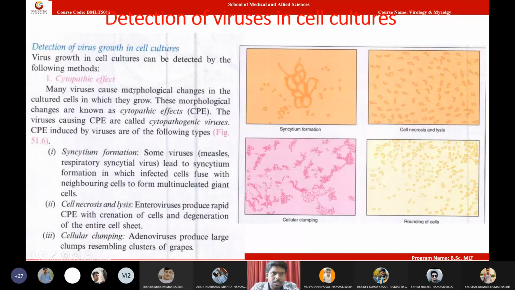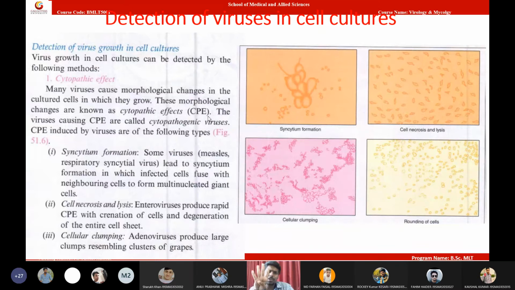So the basic definition of cytopathic effect is that many viruses will cause morphological changes in the tissue cultures when they are growing. These morphological changes are called cytopathic effects. And the viruses that show cytopathic effects are called cytopathogenic viruses. The viruses that change the tissue morphology are called cytopathogenic viruses. If these viruses grow in the tissues, they will change the morphology of the tissue. That is why they are called cytopathic effect viruses.